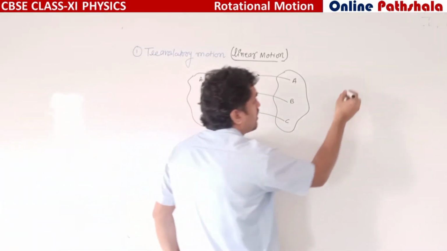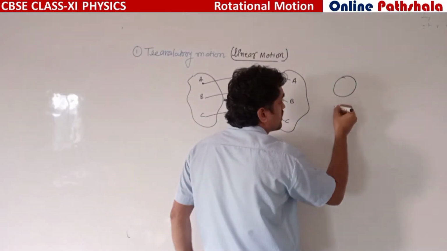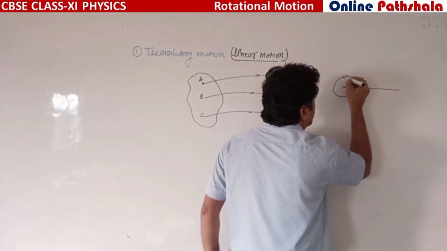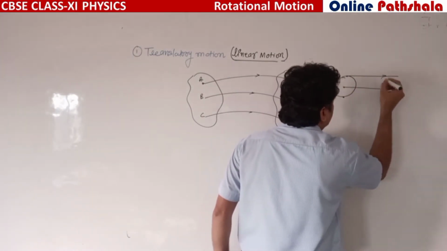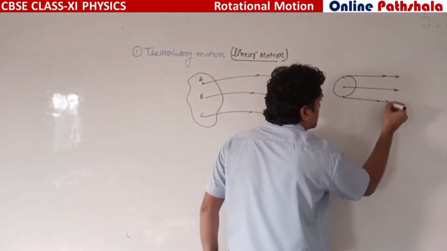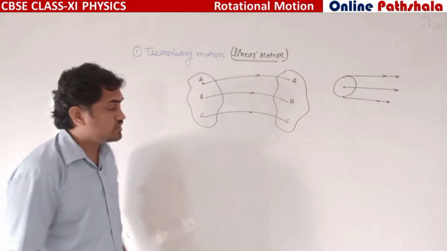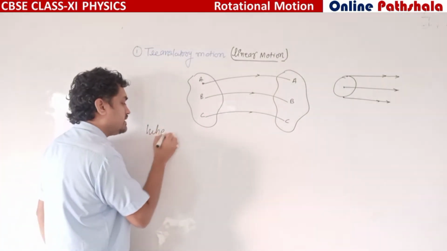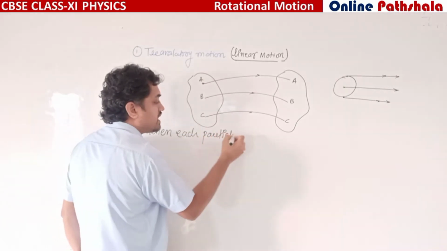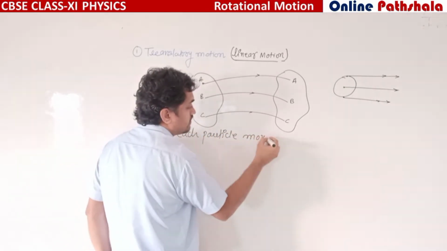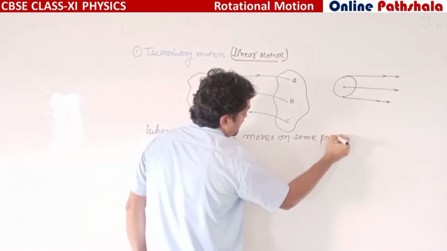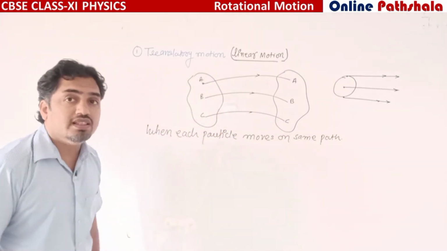Like a ball, if you are throwing a ball, then the center of the ball and any point on the circumference of the ball will move on the same path. This type of motion is called translatory motion. When each particle moves on the same path, it is called translatory motion or linear motion.